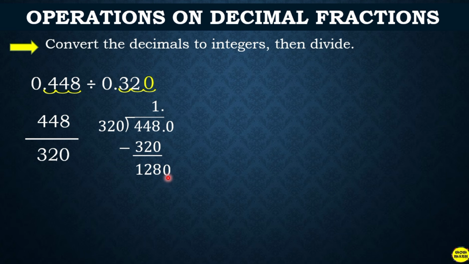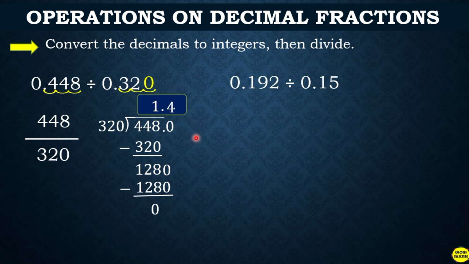So, 1280 divided by 320, that is 4. And 4 times 320, that is 1,280. And then if we will subtract, the answer is 0. So, therefore, 0.448 divided by 0.32 is equal to 1.4.